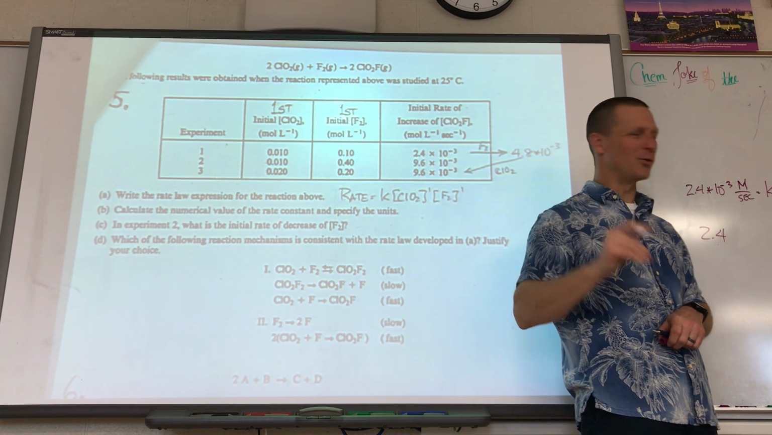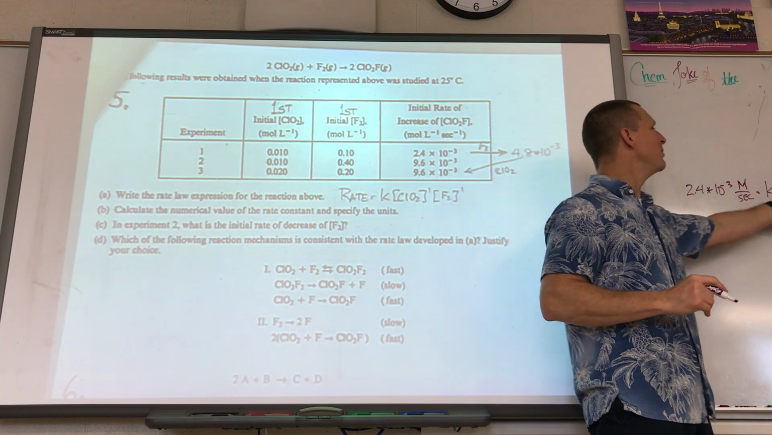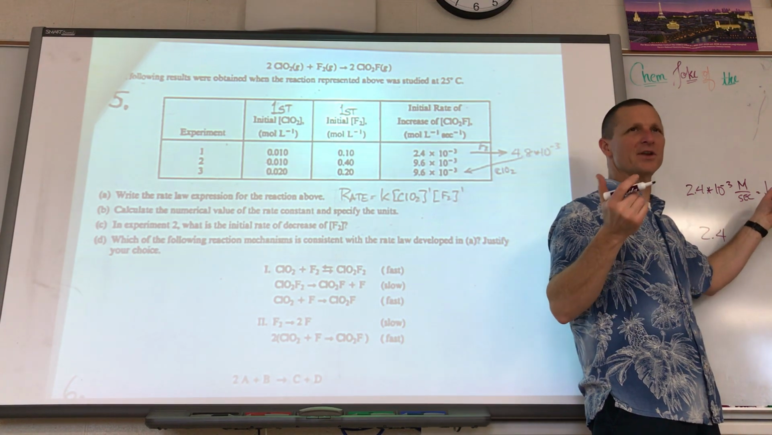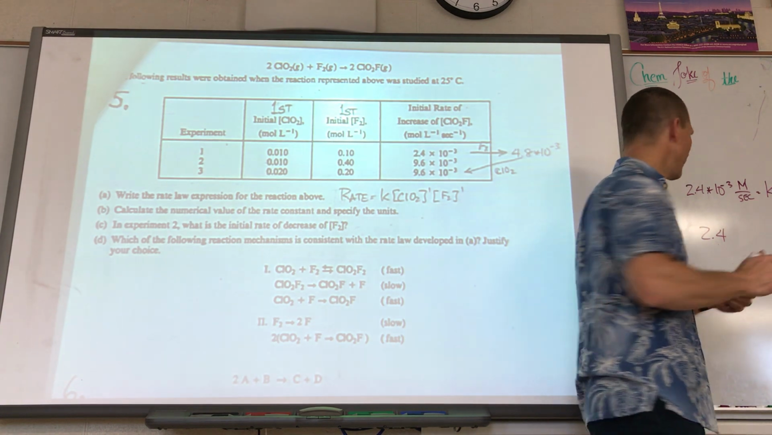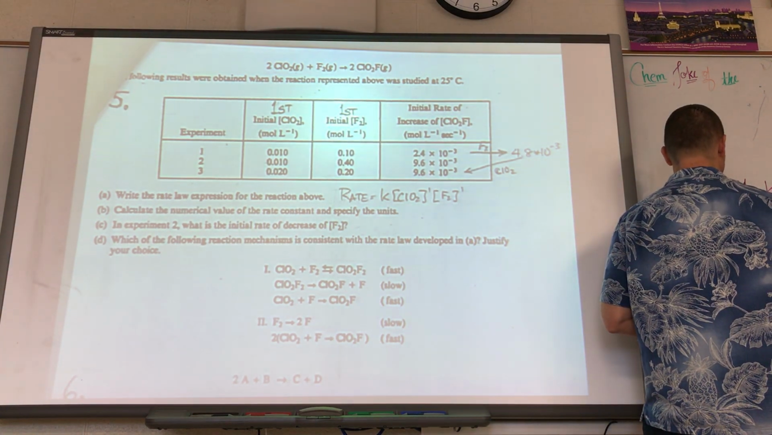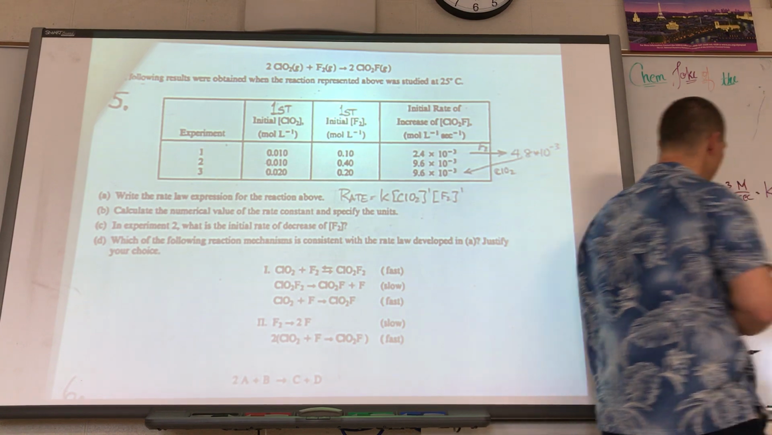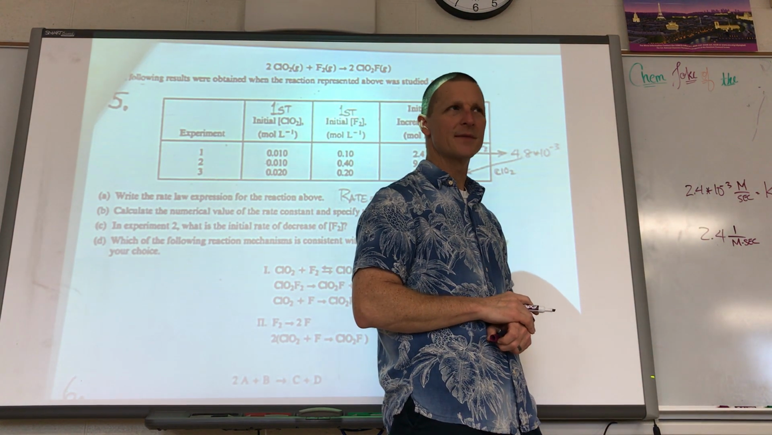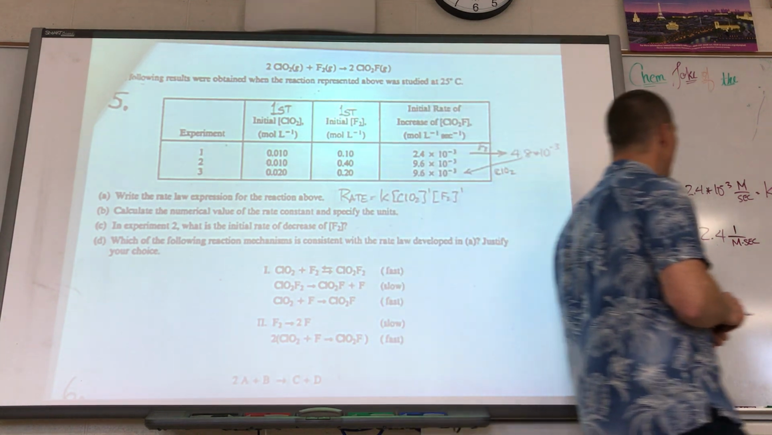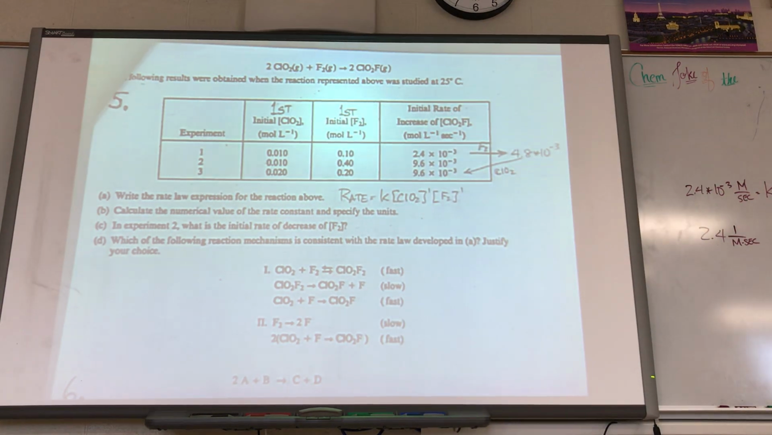You got 2 molarities over there and 1 there. So they don't totally cancel out, do they? It's 1 over molarity second. Good? So that's our K value: 2.4 inverse molarity seconds.